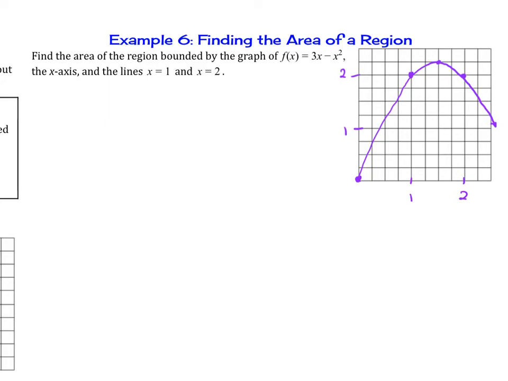So example 6, we're going to find the area of a region. Find the area of the region bounded by the graph of f of x equals 3x minus x squared, the x-axis, and now the lines x equals 1 and x equals 2. So we're looking at the lines x equals 1 and x equals 2, and we're looking for the area here. So it's going to be very similar to the last problem.